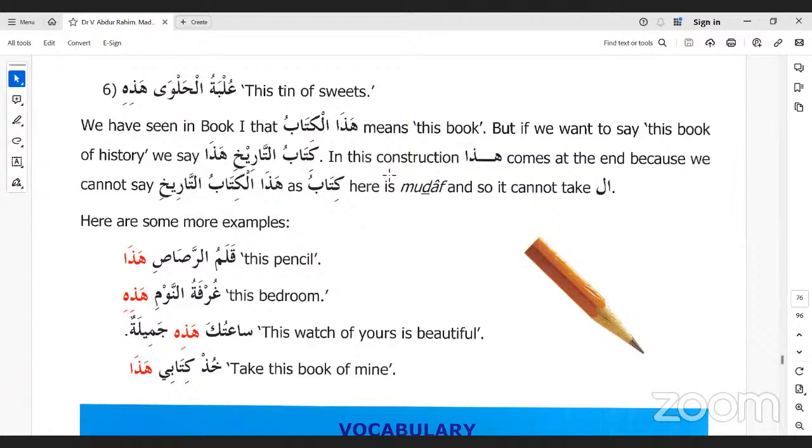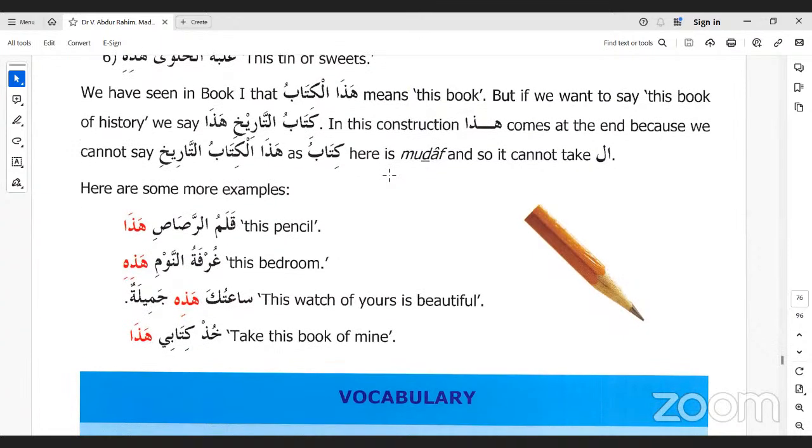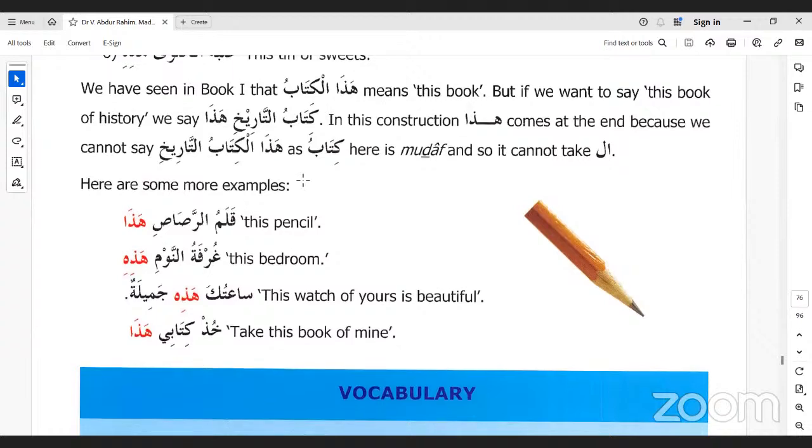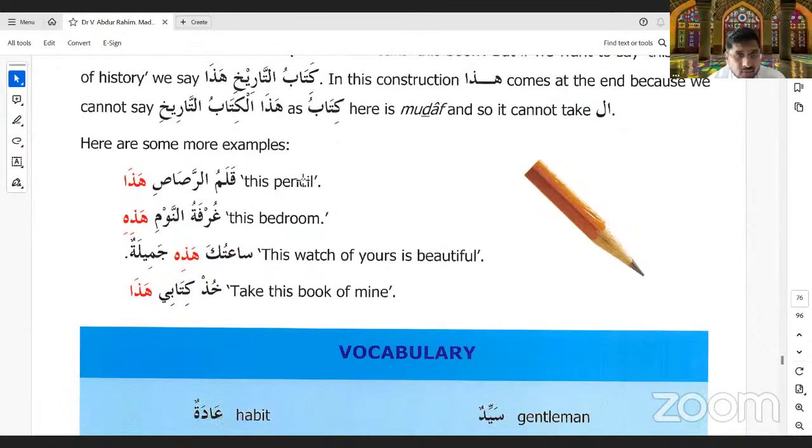Here are some more examples. Qalamur Raswasi Hadha. This pencil. Ghurfatun Naumi Hadhihi. This bedroom. Sa'atuka hadhihi jamilatun. This watch of yours is beautiful. Khud kitabi hadha. Take this book of mine. Excellent. Thank you for that.